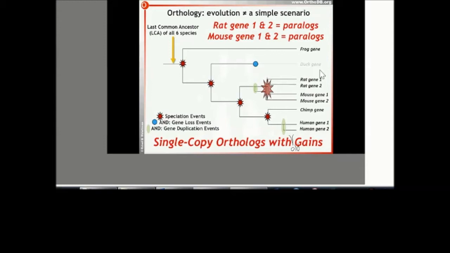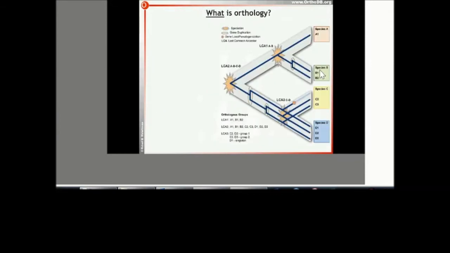Then, of course, you can have older gene duplications in a common ancestor intermediate between the extant species and the last common ancestor of all species, resulting in paralogs in both the rat and the mouse genomes. So you can see how, with different evolutionary events, our starting point of a simple scenario that just included speciation events can rapidly get much more complicated.